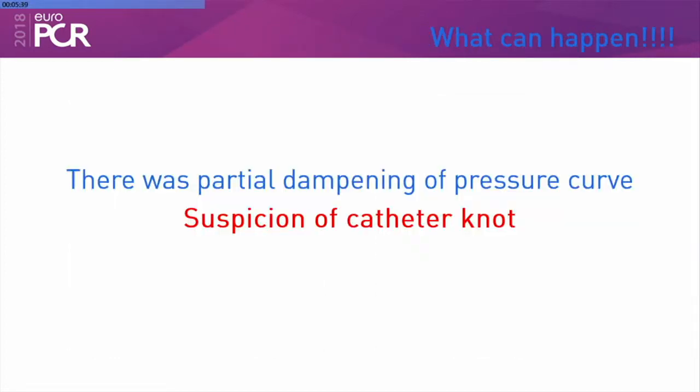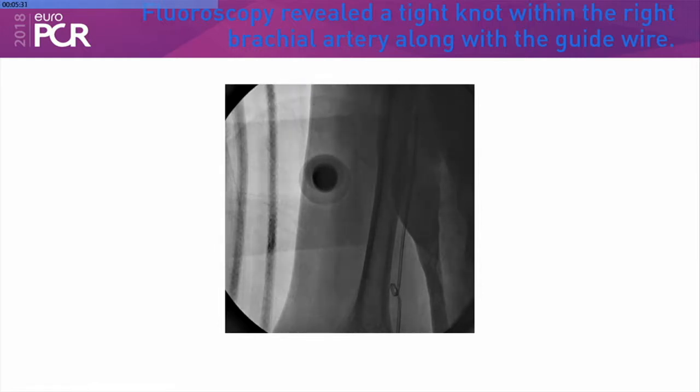So there was partial dampening of the pressure. We can see the pressure curve. What can happen? Suspicion of catheter knot. There is partial dampening of the pressure curve. Fluoroscopy revealed a tight knot within the right brachial artery along with the guide wire. You can see there is a tight knot within the brachial artery.